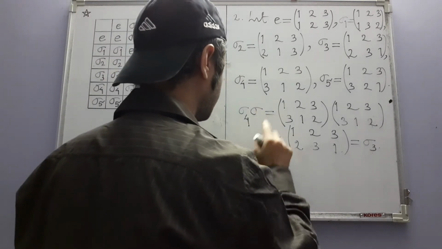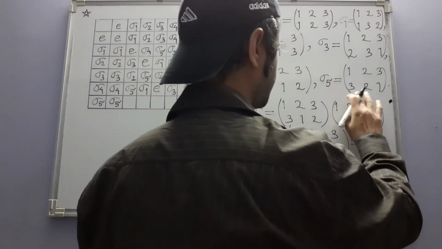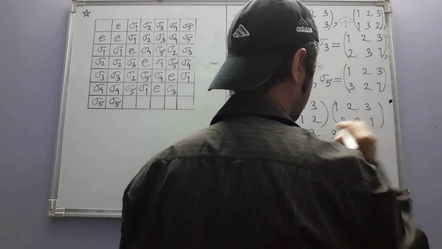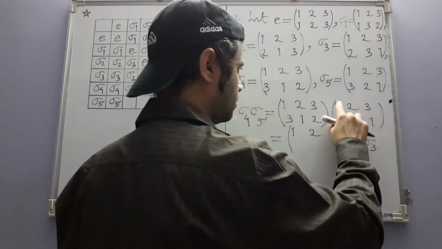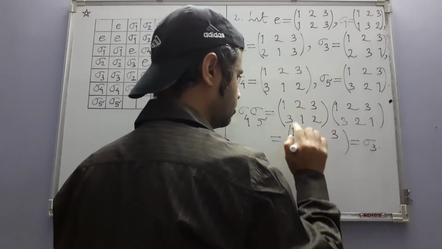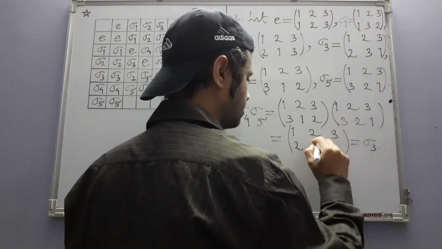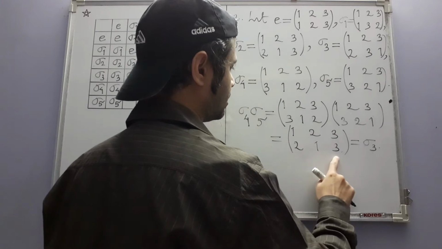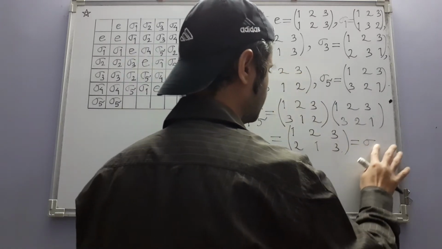The next one, sigma 5 is 321, 133212, 222121, so this is 3, 213, 213, sigma 2.